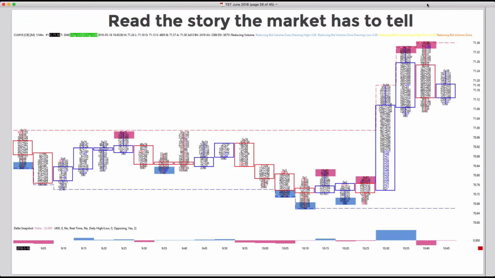Read the story that the market has to tell you. Here is one of the charts we saw earlier, and just very simply learn to look at a chart and express in plain English what is happening.